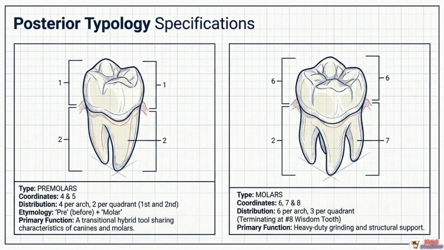This premolar to molar progression, increasing in size, cusp number, and root complexity as you move backward, mirrors the increasing mechanical demand placed on each position. Posterior teeth aren't just back teeth. They're a graded system built for heavier and heavier work.